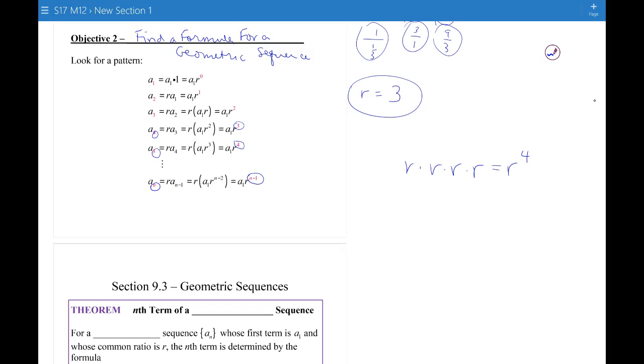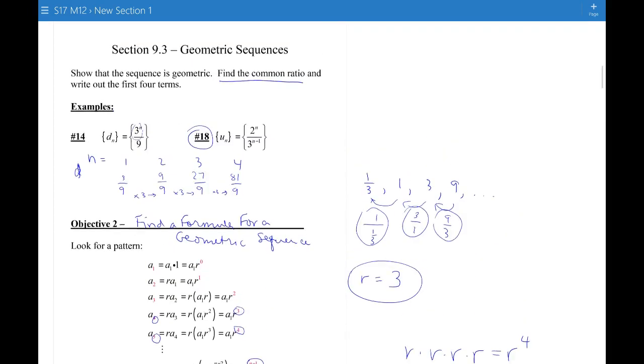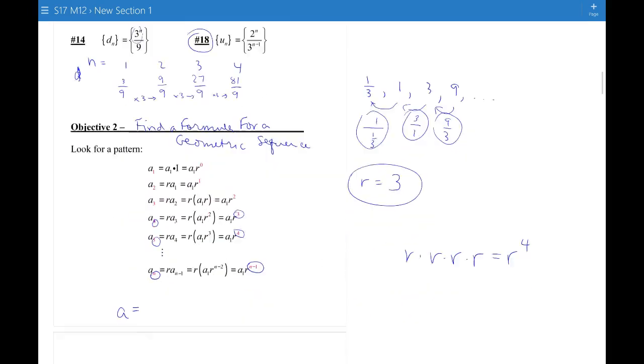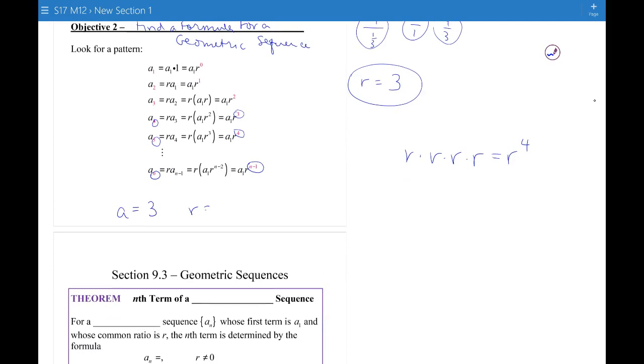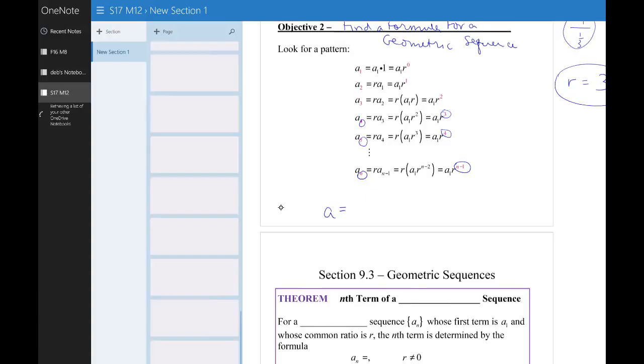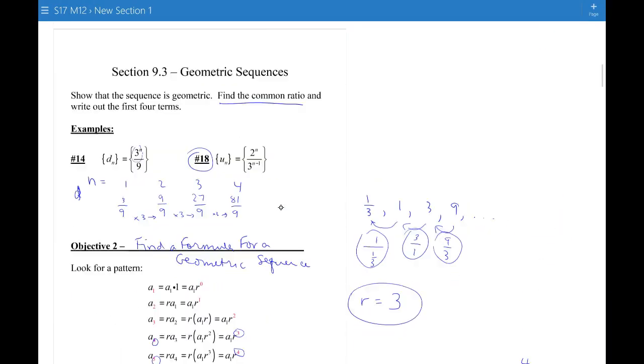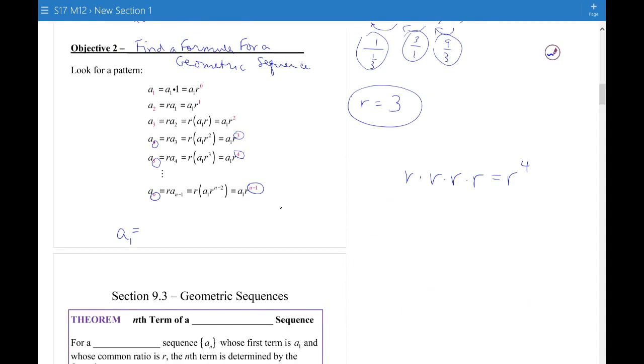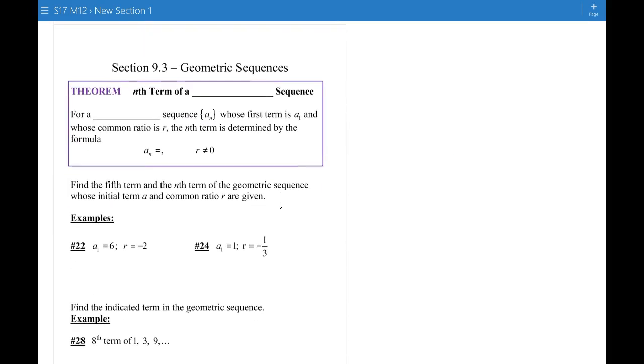So in our first example, let me back up here, the first term was 3, and the r was 2. And so if I wanted to know what was the 15th term, it would be a1 of 3 times the r, which is 2, to the 14th power. So that leads us to this theorem that says the nth term of a geometric sequence.